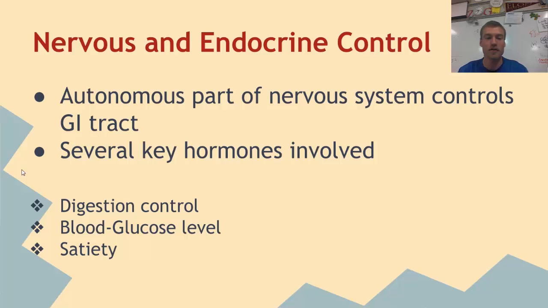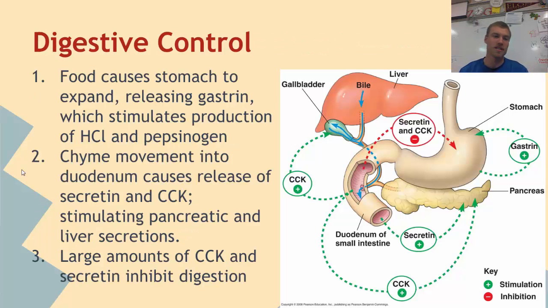There are 3 different things that we're going to talk about: general digestion control, blood glucose levels, and satiety. So the first one is digestive control. What happens is that food causes the stomach to expand. So food goes into your stomach, it expands, and you produce gastrin.